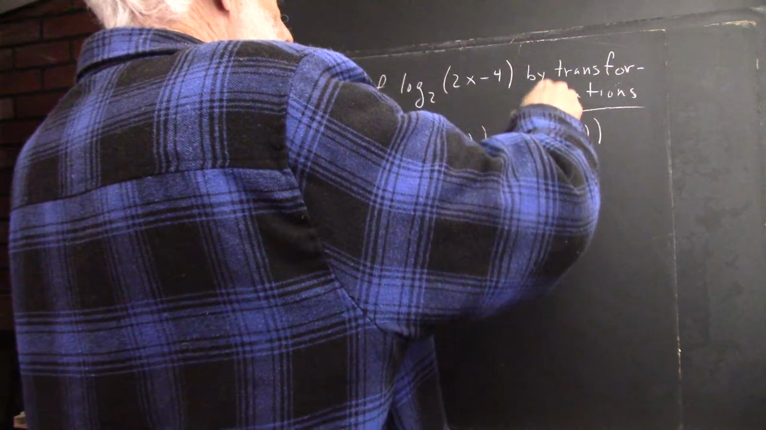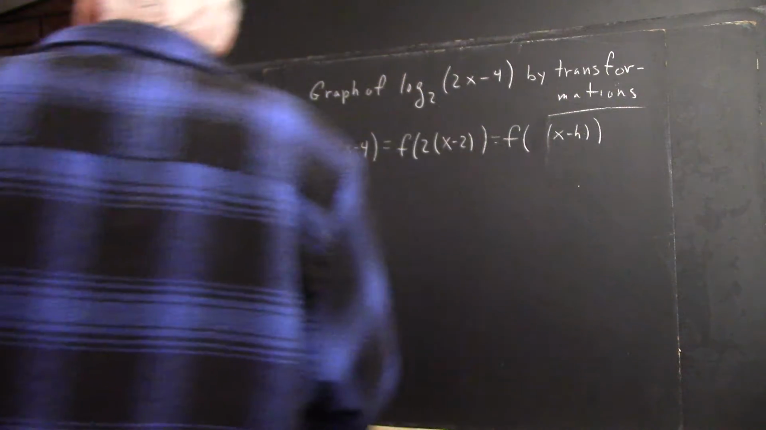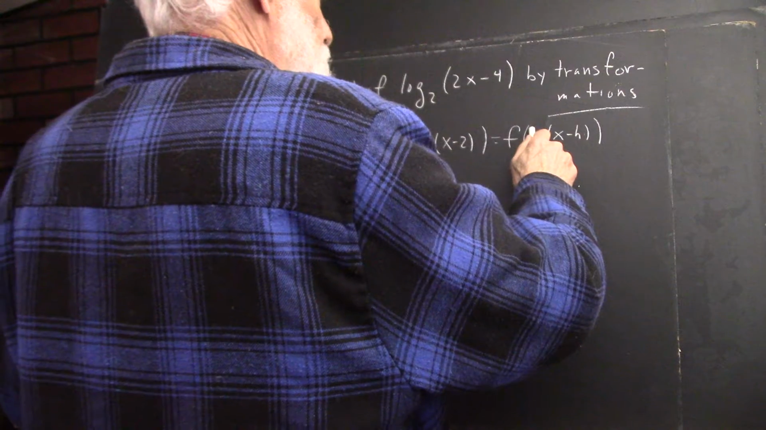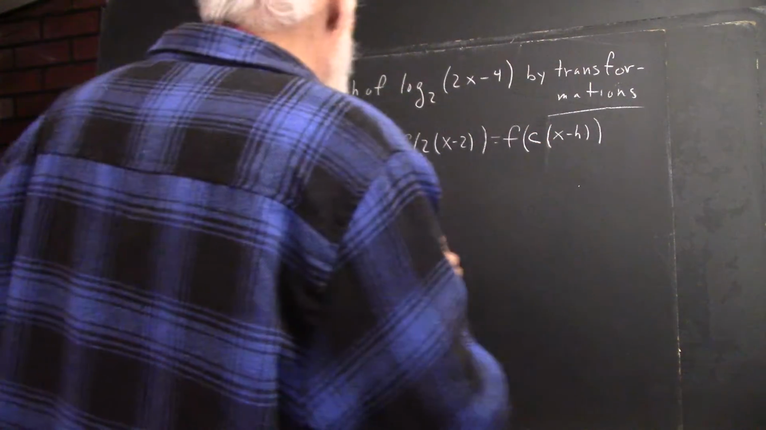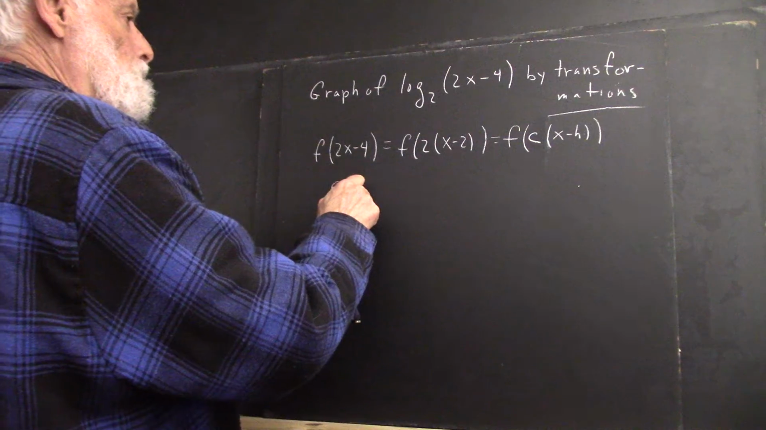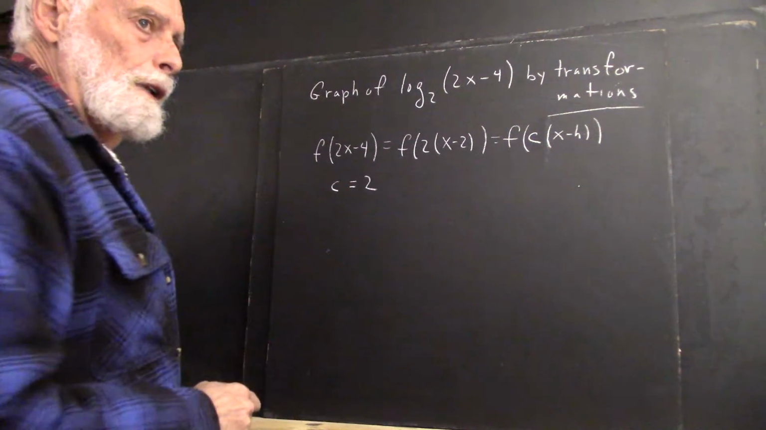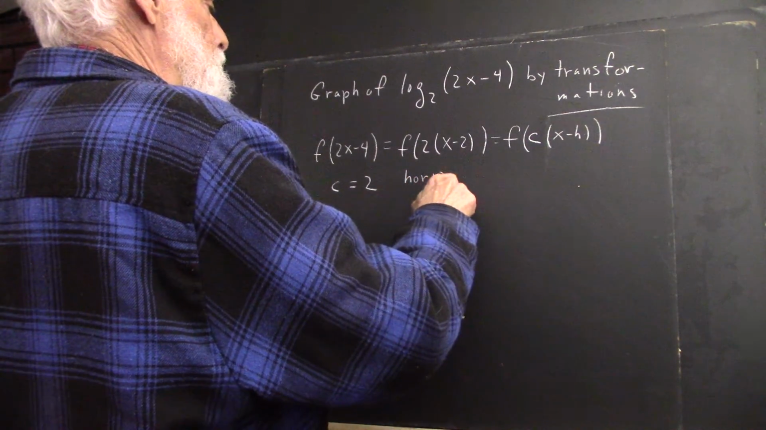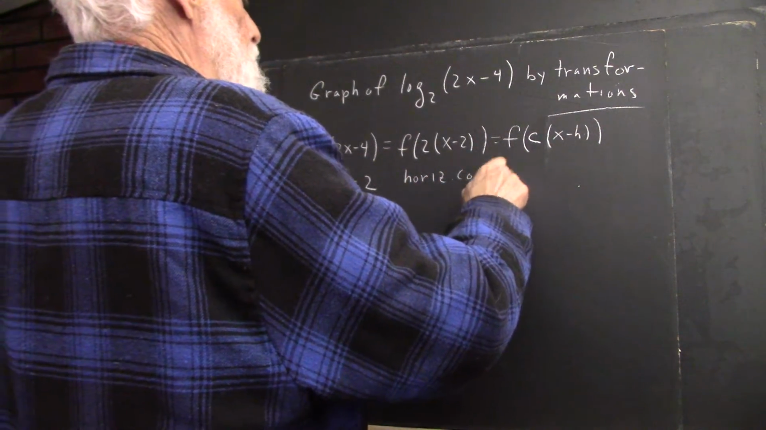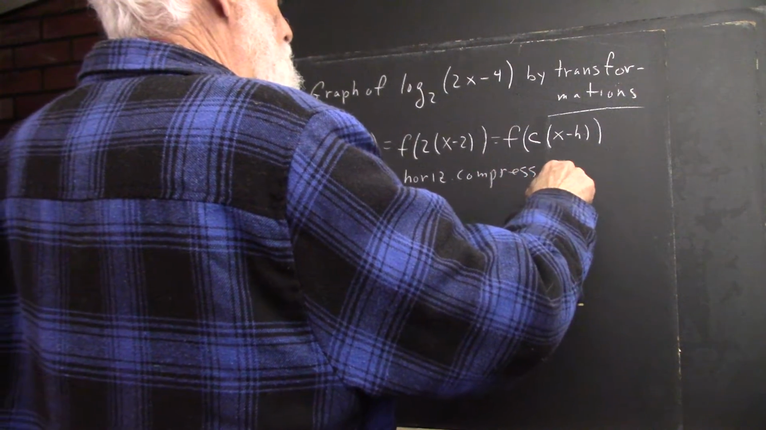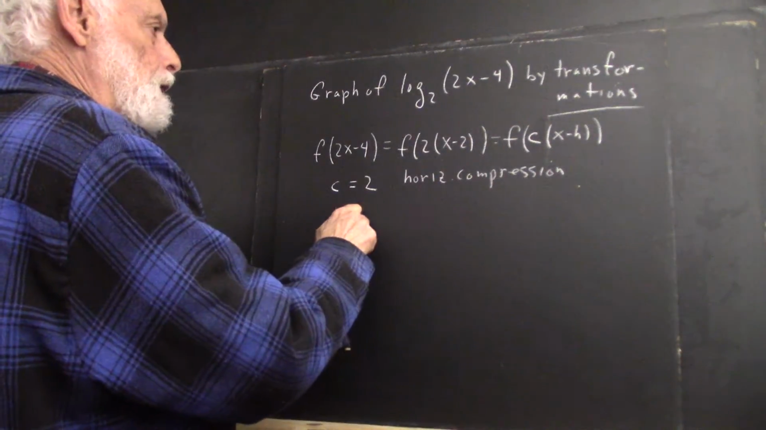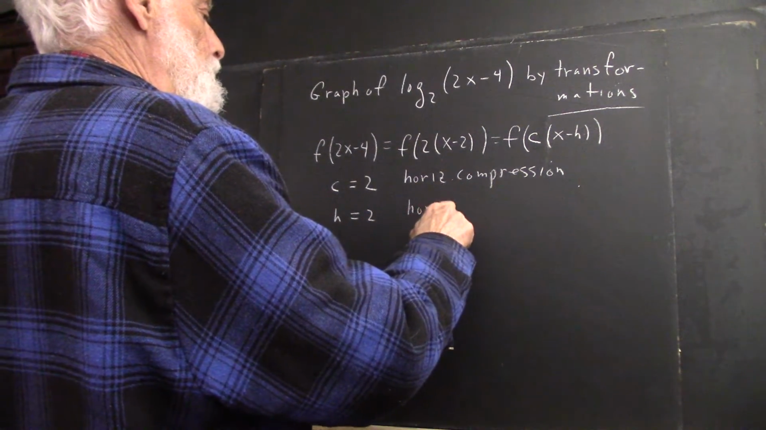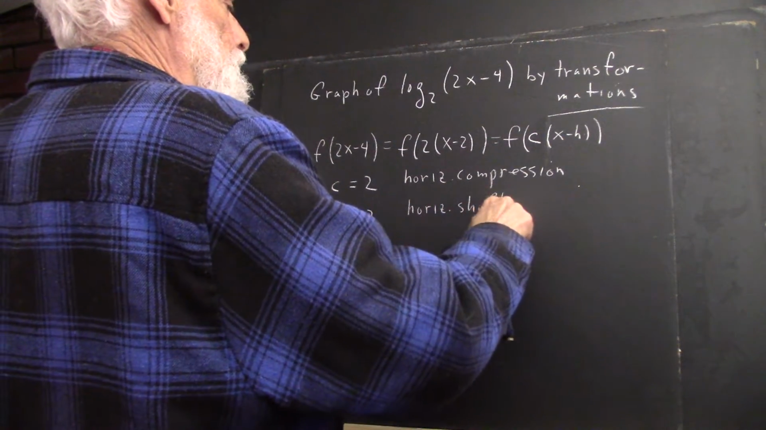I kind of forget what your book uses. I haven't talked much about horizontal compressions, although you've done it and you've done it successfully. c equals 2, that's a horizontal compression. h equals 2, which is a horizontal shift.